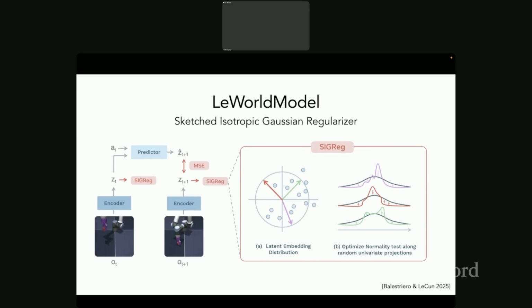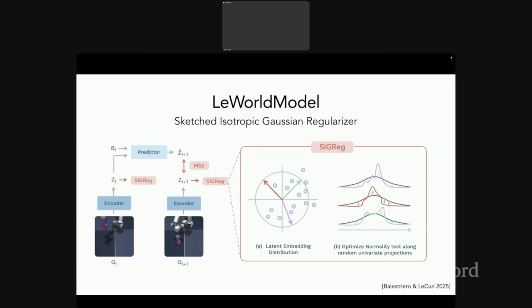You take the distribution of your embedding, okay? So you take your batch, you look at how your embeddings ZT are distributed, and you try to optimize that distribution to be isotropic Gaussian. So how do you do that? You could use generative modeling with the KL divergence and everything, such as in a variational autoencoder. We don't want that here. We don't want to use generative models.